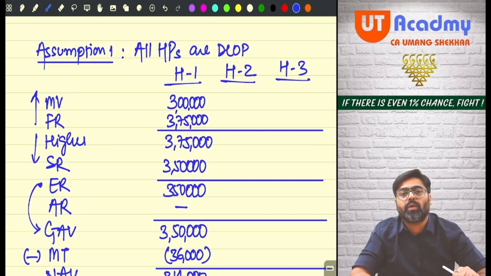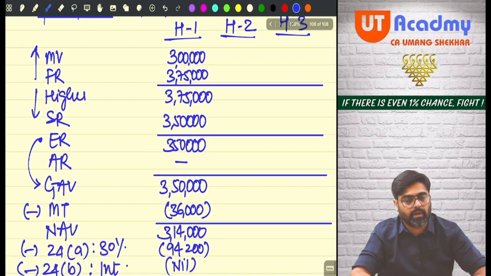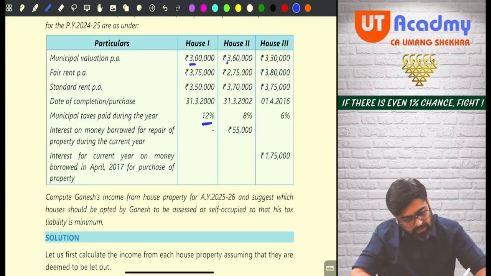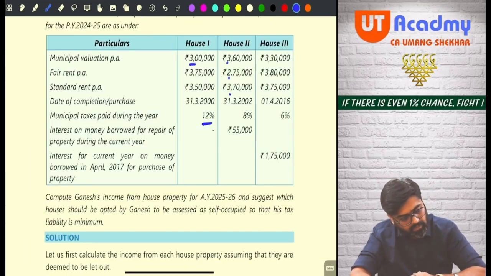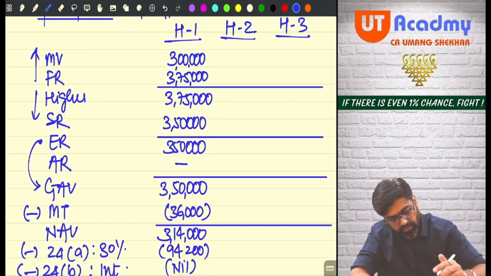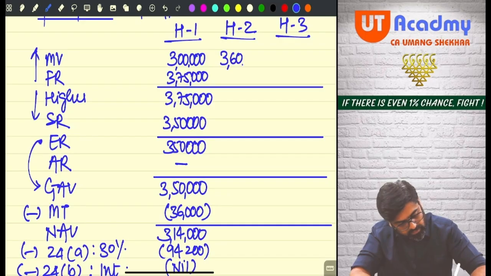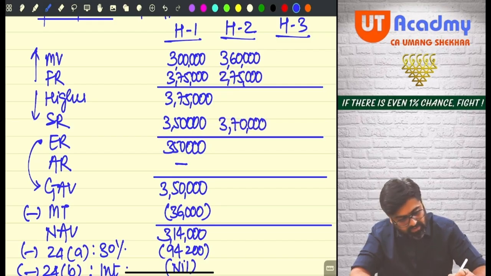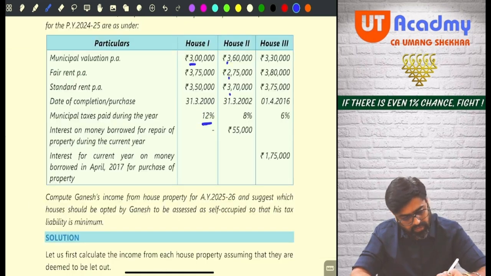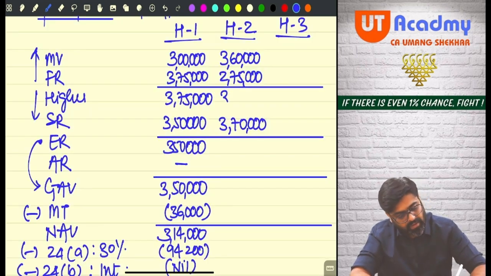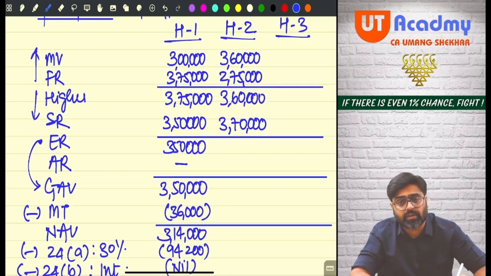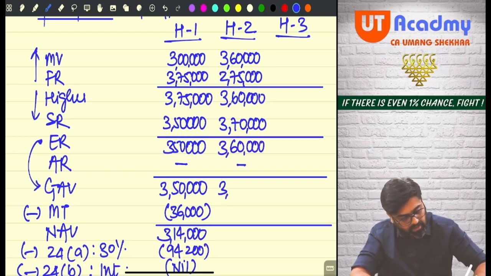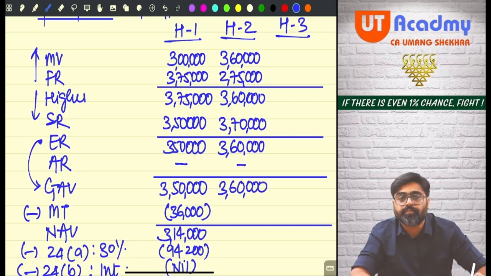Now let's assume that if we treat house property 2 as DLOP, what will be its final income? House property 2: 3,60,000, 2,75,000, 3,70,000. Please check the amounts. Amounts are correct, no? 360, 275 and 370. Yes, correct. Now, whichever is higher, 3,60,000. 3,60,000 or 370, whichever is lower, 3,60,000. Can I say here my GAV will be 3,60,000?